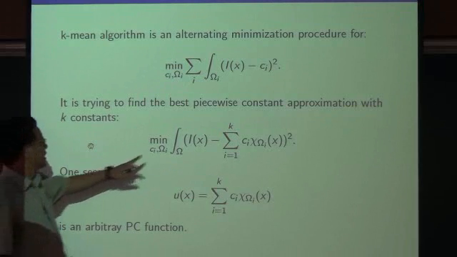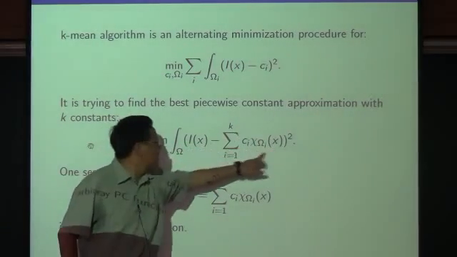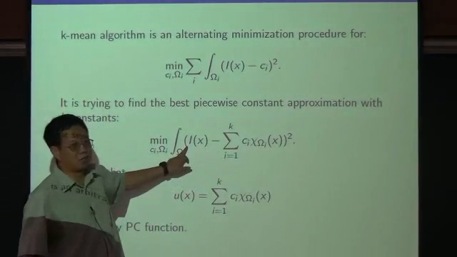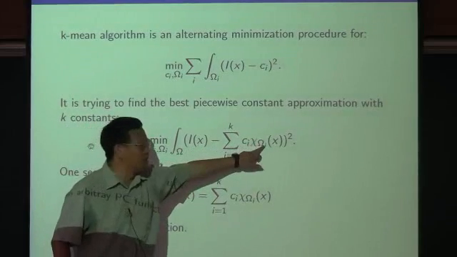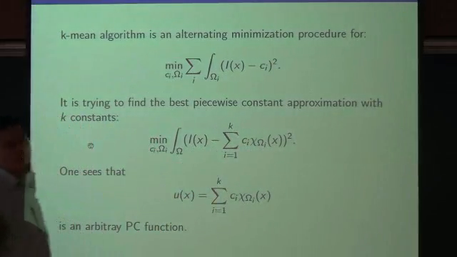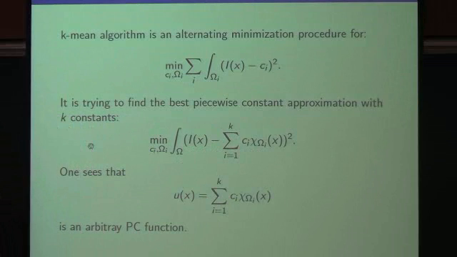So k-means is nothing else: you try to find the best piecewise constant approximation. You don't know the constant values, and you don't know the regions where the function is constant, so you minimize over both Ci and omega i. This is trying to do the best piecewise constant approximation. That's a variational explanation for the k-means method. If we put a regularization term here, that's essentially the piecewise constant Mumford-Shah, or the Chan-Vese model. So we can say that piecewise constant Mumford-Shah is a regularized k-means.